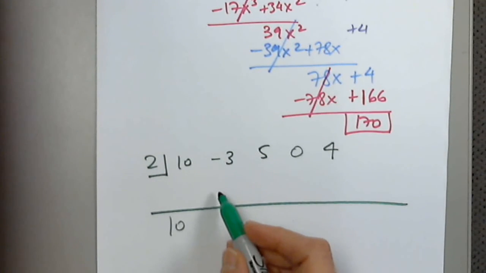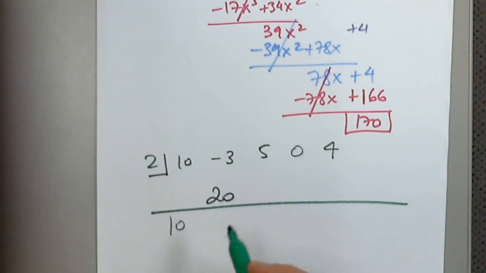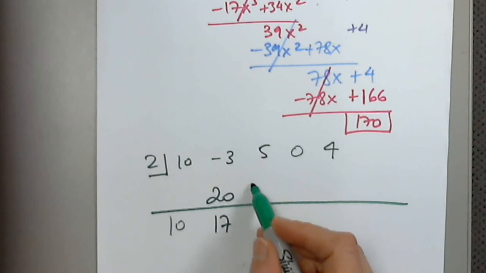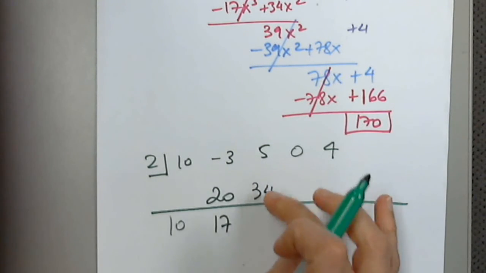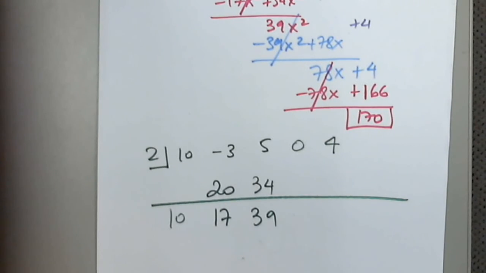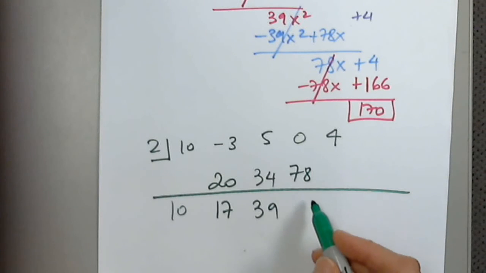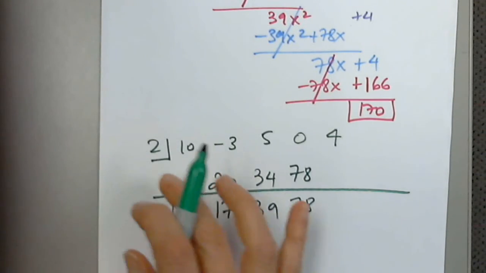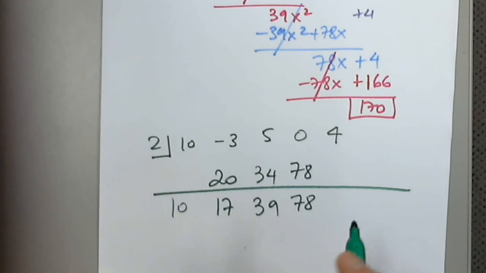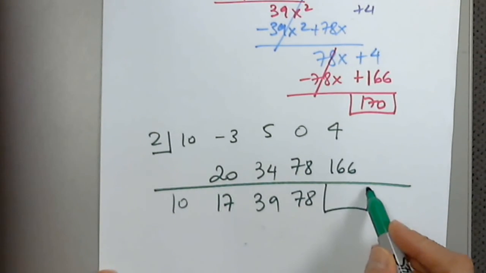2 times 10, 20, minus 3. 2 times 17, 34, plus 5. 2 times 39, 78, plus 0. 2 times 78. And in the box.